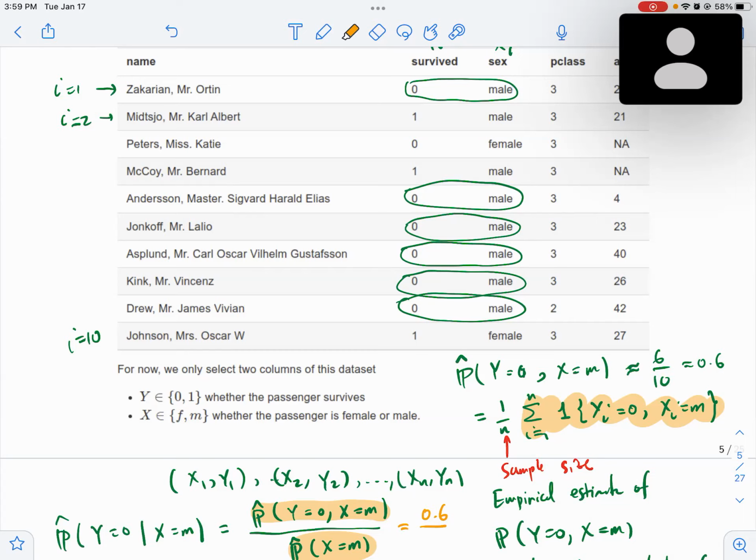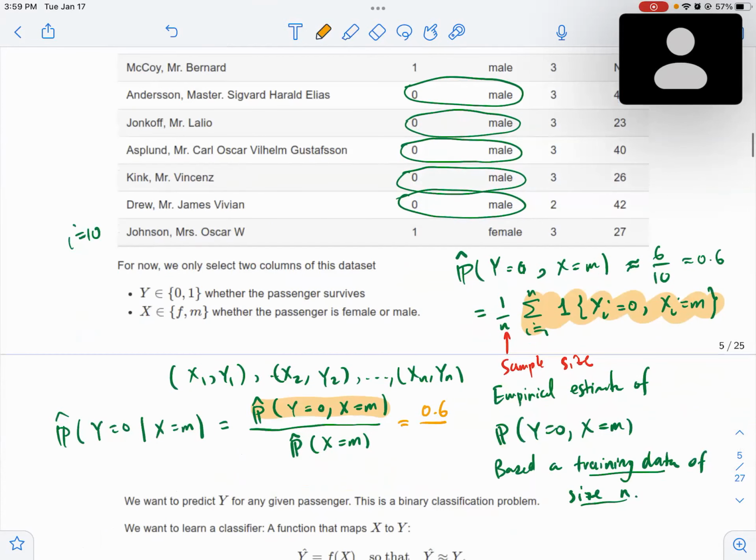Right, count how many rows of male in that column and divide by the total number. So how many do we have? Like 1, 2, 3, 4, 5, 6, 7, 8, right? Divided by n. So this would be 8 divided by 10 is 0.8.